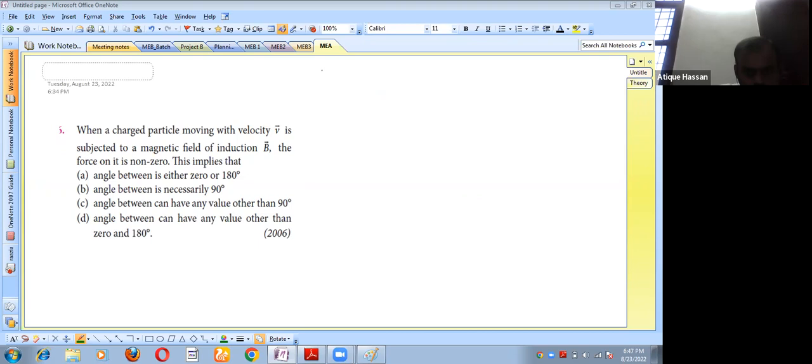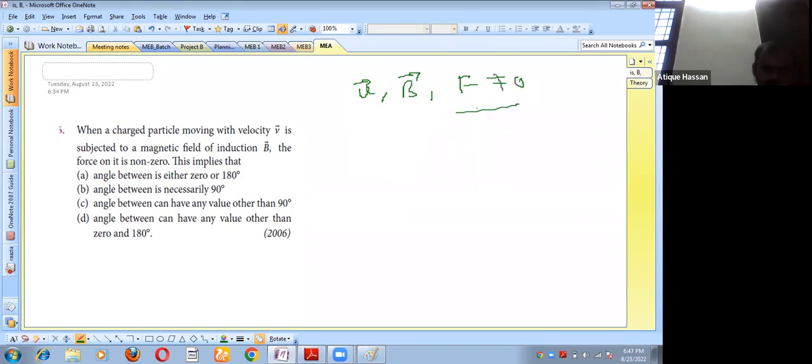So you got B. Let us see that problem in the question. When a charged particle moving with velocity V is subjected to a magnetic field of induction B, the force on it is non-zero. So according to the question, velocity is given as V, magnetic field is B, and force is non-zero. We have to check what could be the option.